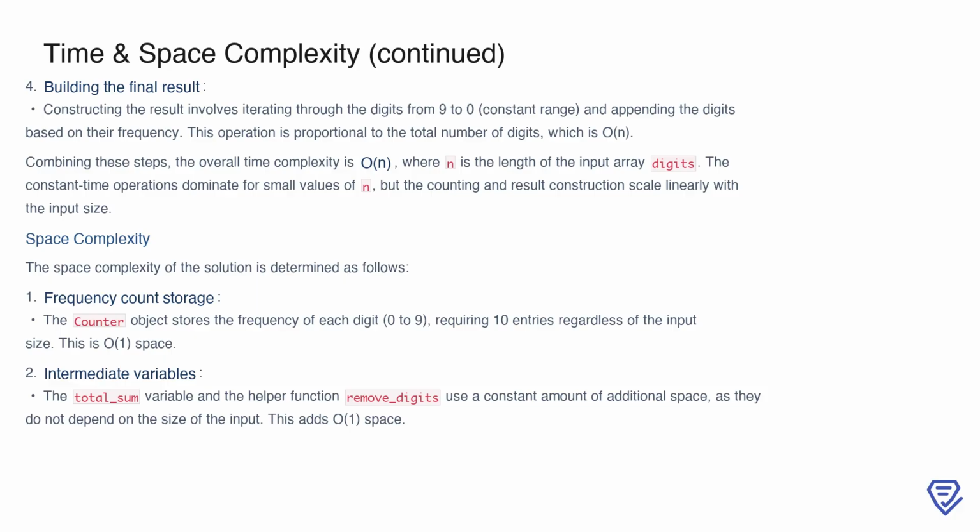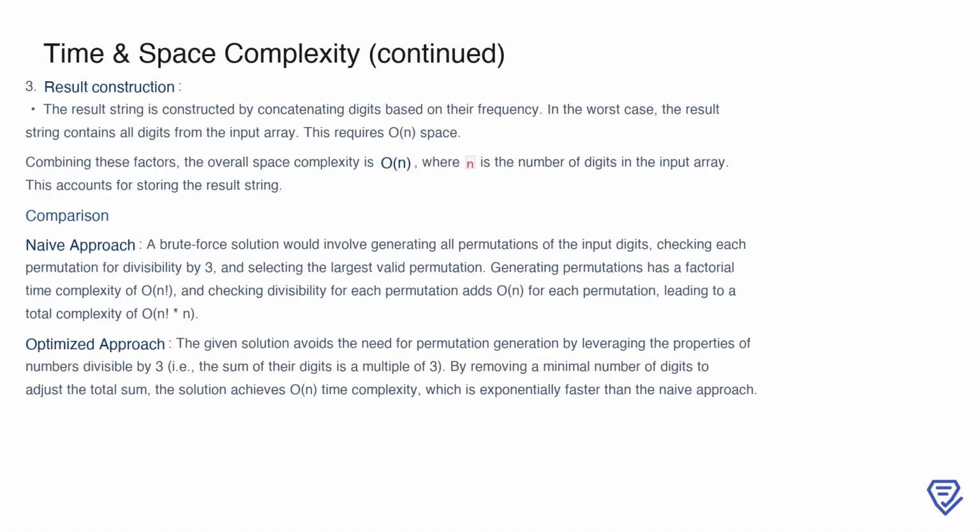Shifting to space complexity, we start by looking at the storage required for the frequency count. The Counter object holds the frequency of each digit, and since there are only 10 possible digits, this requires O(1) space. Additionally, variables like total_sum and the helper function remove_digits use a constant amount of space, which also contributes O(1). The next aspect of space complexity is the construction of the result string.